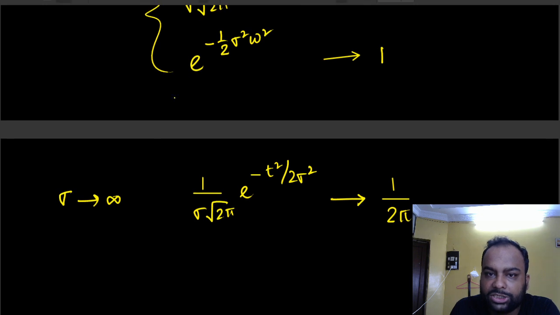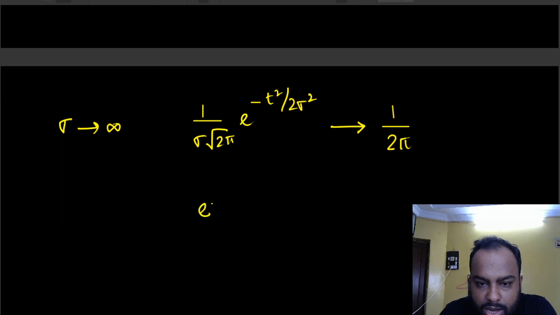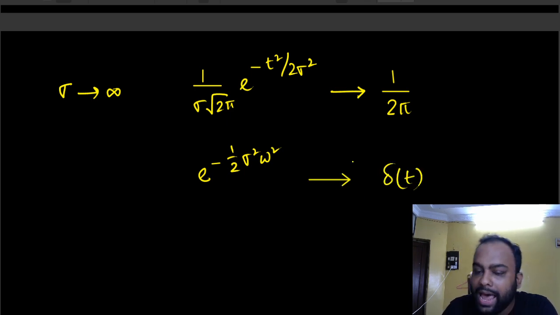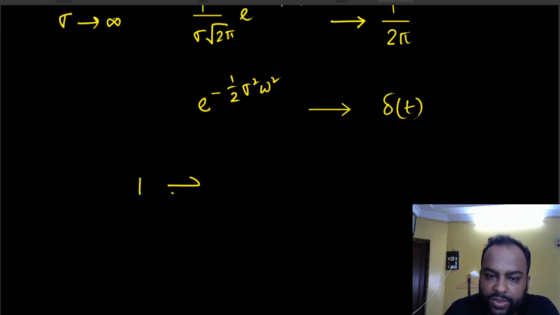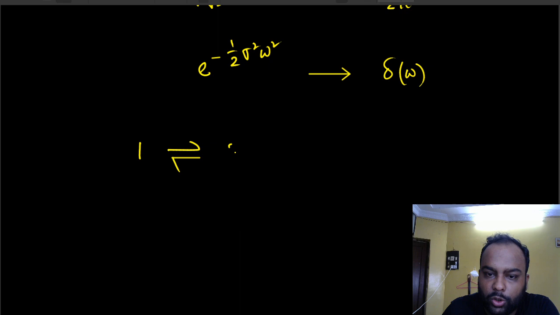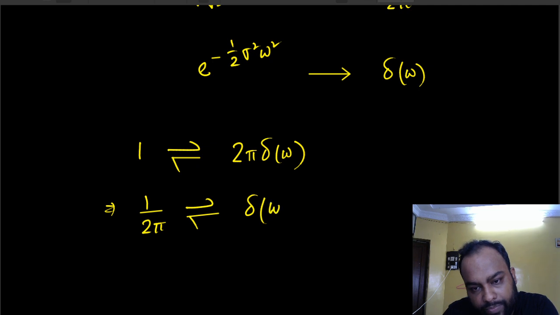And when sigma becomes very large, what about this quantity, e to the power minus half sigma squared omega squared? That becomes delta(omega). That is again to be expected because we know that the Fourier transform of 1 is 2 pi delta(omega). So the Fourier transform of 1 by 2 pi is delta(omega), and we actually are seeing that here.